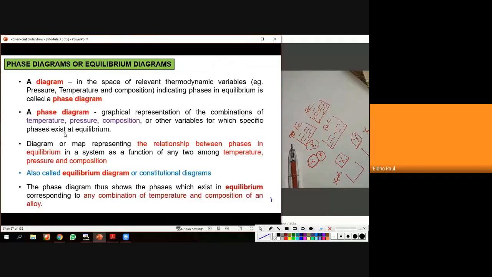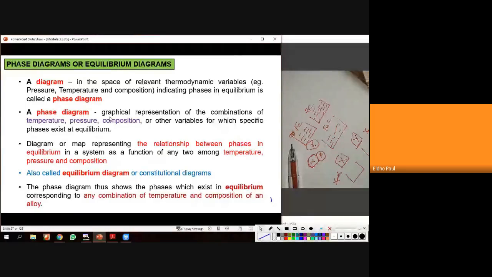So such a diagram is called a phase diagram. A diagram or map represents the relationship between the phase equilibrium in a system as a function of temperature, pressure, and composition. Its another name is equilibrium diagram. A phase diagram shows the phases which exist in equilibrium corresponding to any combination of temperature and composition of an alloy. Here we commonly use pressure as 1 atm. We maintain this pressure at 1 atm and draw the phase diagram with respect to temperature and composition.